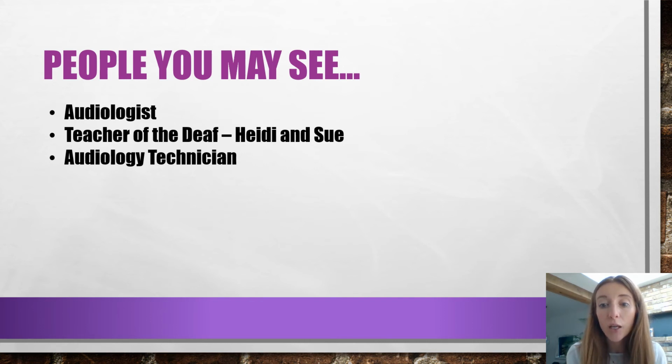And they'll do things like looking in your ears, maybe doing hearing tests, asking how things are working for you, how your hearing's doing, if you're finding it easier or harder to hear. And you'll go to those regularly. So it's really good that you know they're coming up, and if you have any questions you want to ask, that's a really good time to do it.